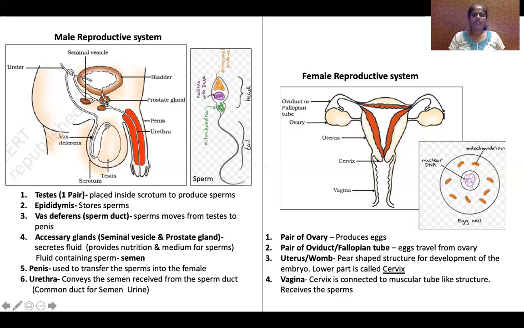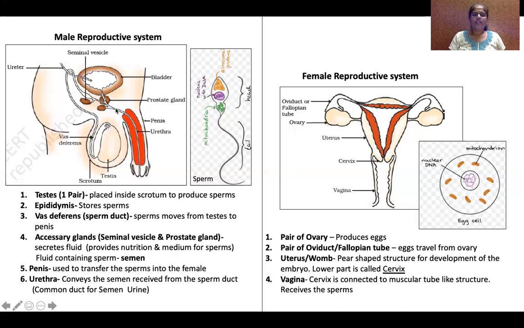Seminal vesicle and prostate gland are the two glands that secrete a fluid into the vas deferens. Here, the sperms get mixed with the fluid produced by the seminal vesicle and prostate gland and become semen. What is the role of these fluids? It provides nourishment, that is nutrition, to the sperms, and also a medium to move. Since it's a fluid, sperms easily move through this vas deferens. Once it's mixed with the fluid, it is called semen.